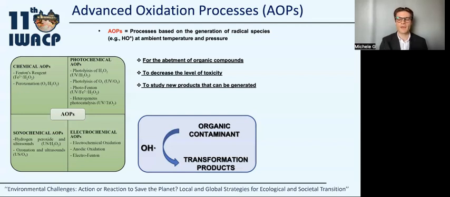A previous study has evaluated the photon-driven degradation of chloramphenicol with the combined use of hydrogen peroxide and UVC radiation. This, in aqueous effluents, induces photolysis, which yields hydroxyl radicals that in turn destroy compounds into their transformation products. In addition to being used for the abatement of organic compounds, advanced oxidation processes are also used to decrease the level of toxicity and to study new products that can be generated through these processes.